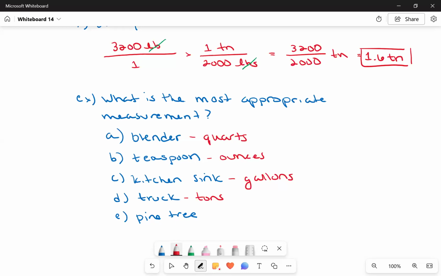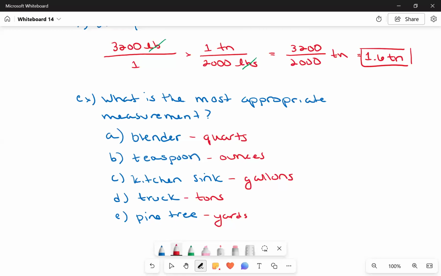And then a pine tree, height would probably be something we'd be more interested in. I do believe there's an argument to be made for feet, but yards would probably be the most appropriate for a pine tree. We're leaning towards the largest one we can that makes sense. Like where we'd at least hit a 1. And that's where pine tree yards will make sense.